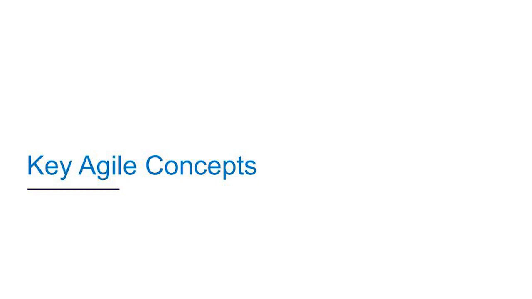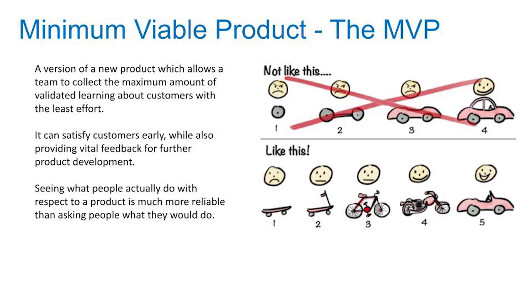minimum viable product. The MVP, as it's commonly referred to, is a vision of a new product which allows a team to collect the maximum amount of validated learning about customers with the least effort. So you might want to build a new widget for your client, and you're just starting out. Well, what would satisfy them early while also being able to allow them to provide feedback?